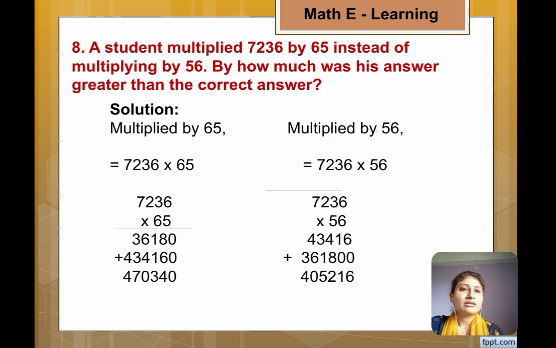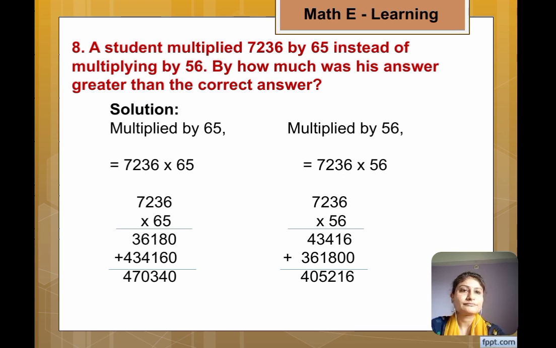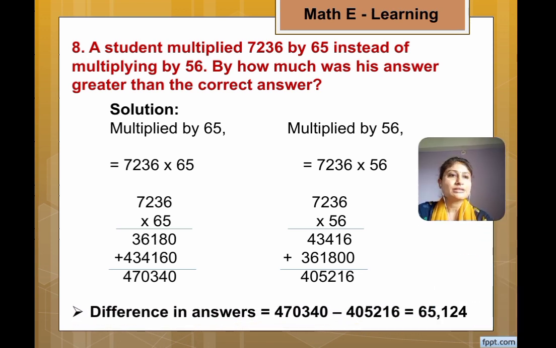First here, this amount 7,236 is multiplied by 65 and we got 4,70,340, and by multiplying with 56 we got 4,05,216. Difference of both these numbers is 65,124. So this is our answer.